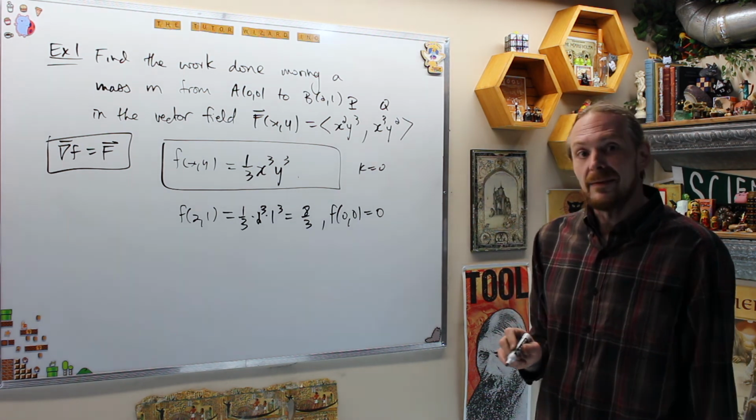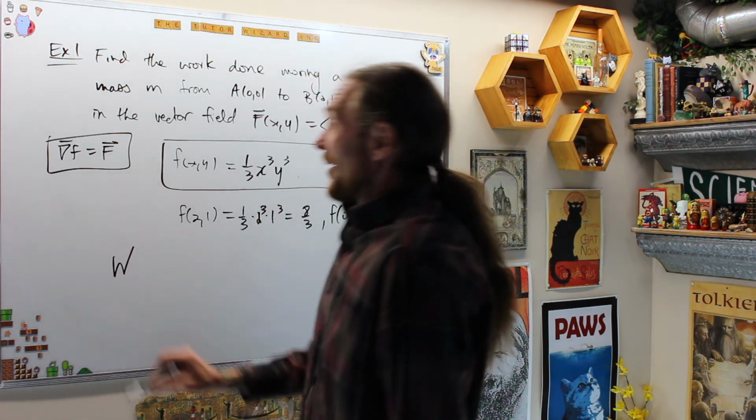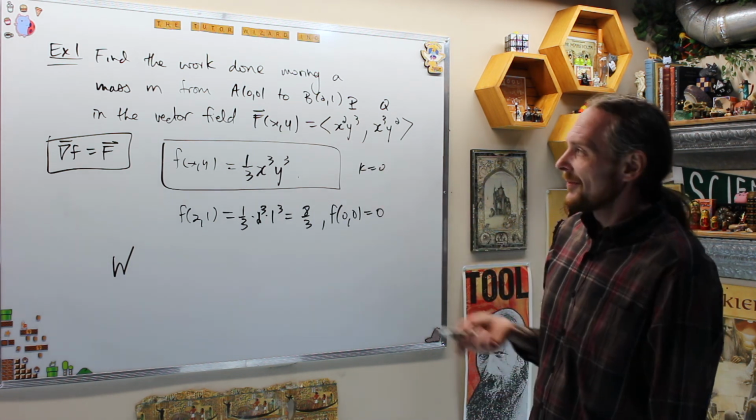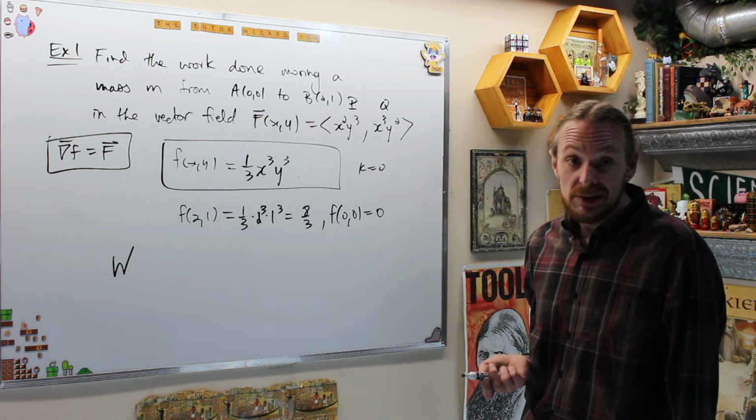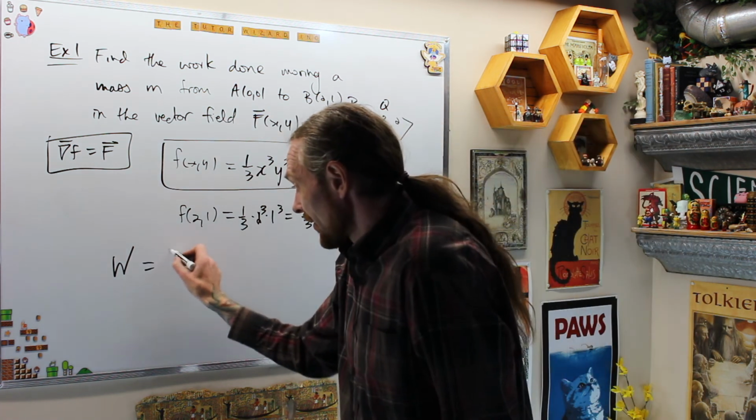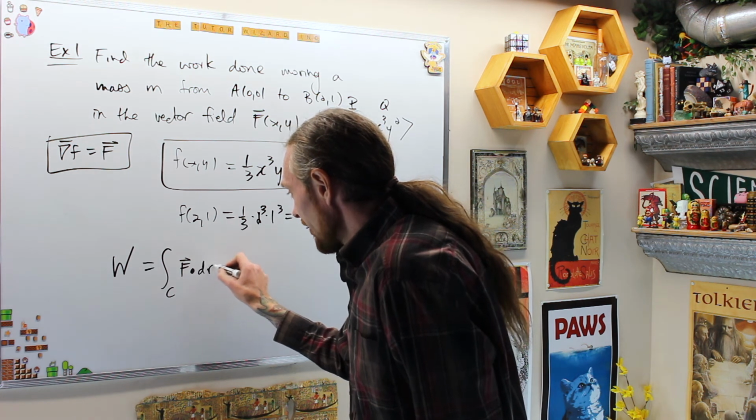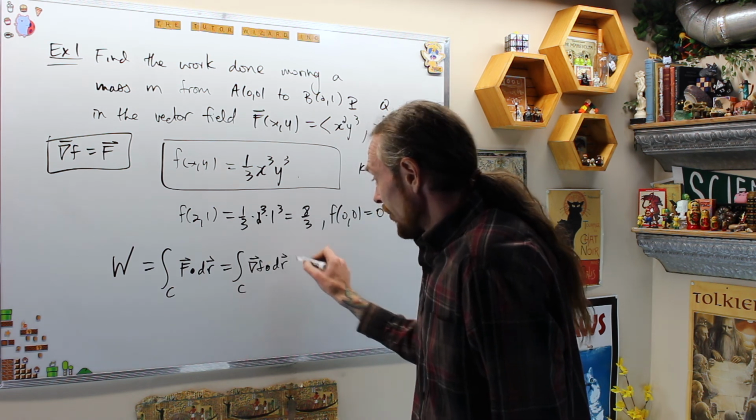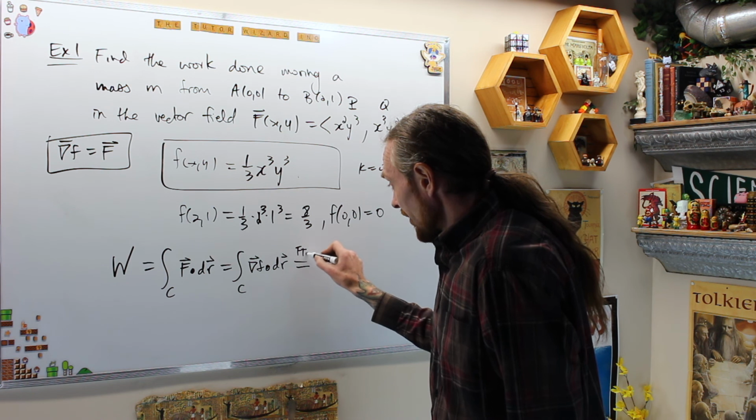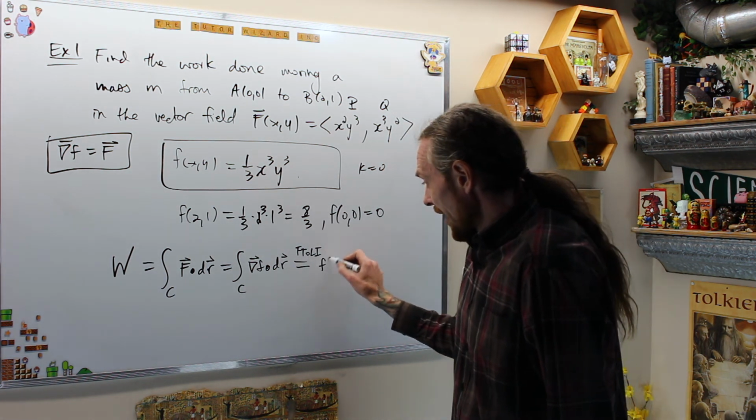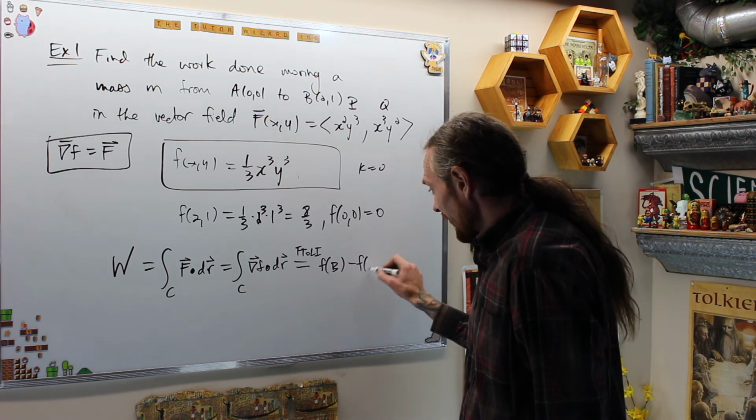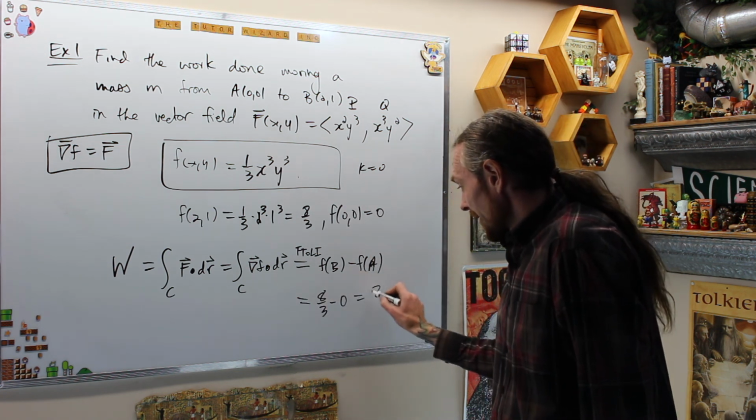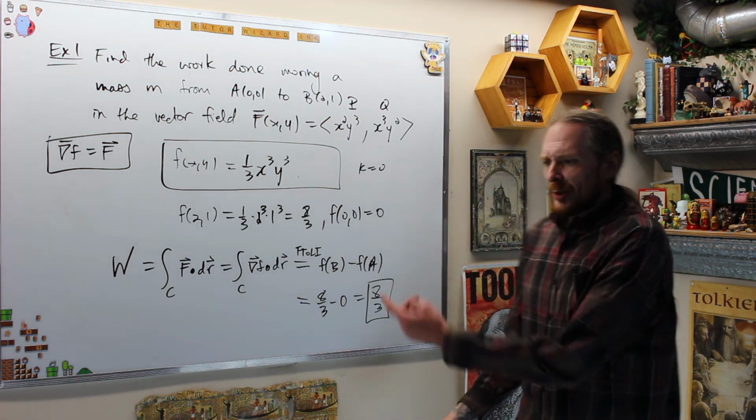Now here's the slickness of the fundamental theorem of line integrals. The work done moving that mass m, which coincidentally is independent of the mass, from a to b in this conservative vector field F, is equal to the line integral over C of F dot dr, which is equal to the line integral over C of the gradient of f dot dr, which by the fundamental theorem of line integrals is equal to f of b minus f of a, in lazy notation, which is 8 over 3 minus 0, which is 8 over 3. Something foot-pounds, I don't care, physics.